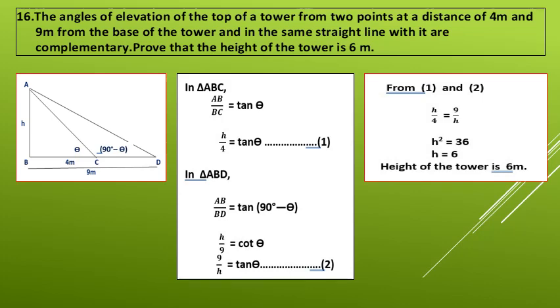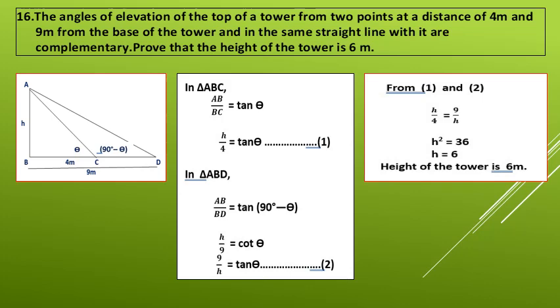If we take reciprocal on both the sides, 9 by h is equal to 1 by cot theta. That 1 by cot theta is nothing but tan theta. So 9 by h is equal to tan theta. That is equation number 2. Now from equation 1 and 2, we get h by 4 is equal to 9 by h.